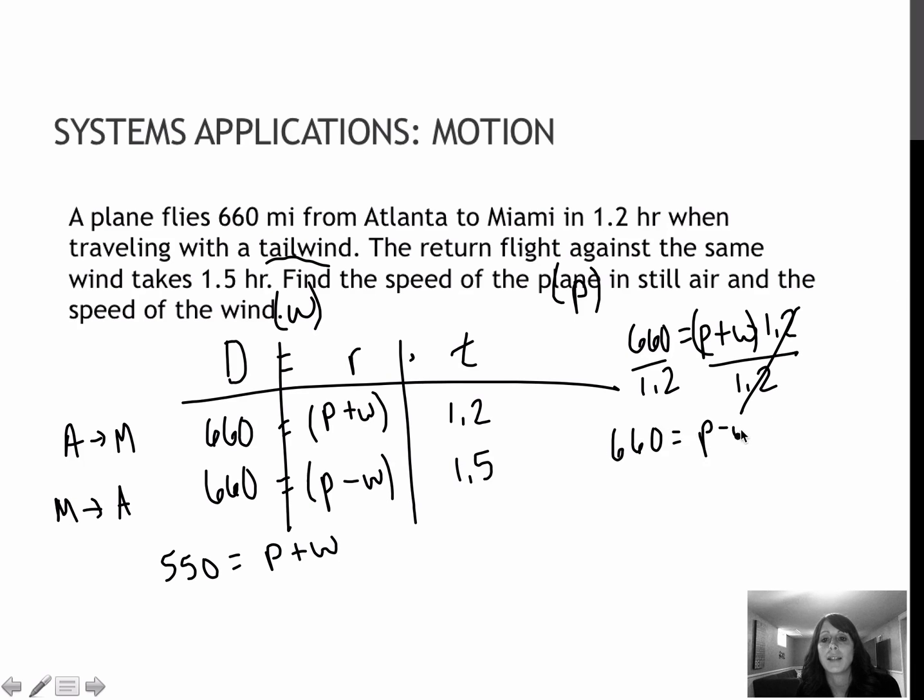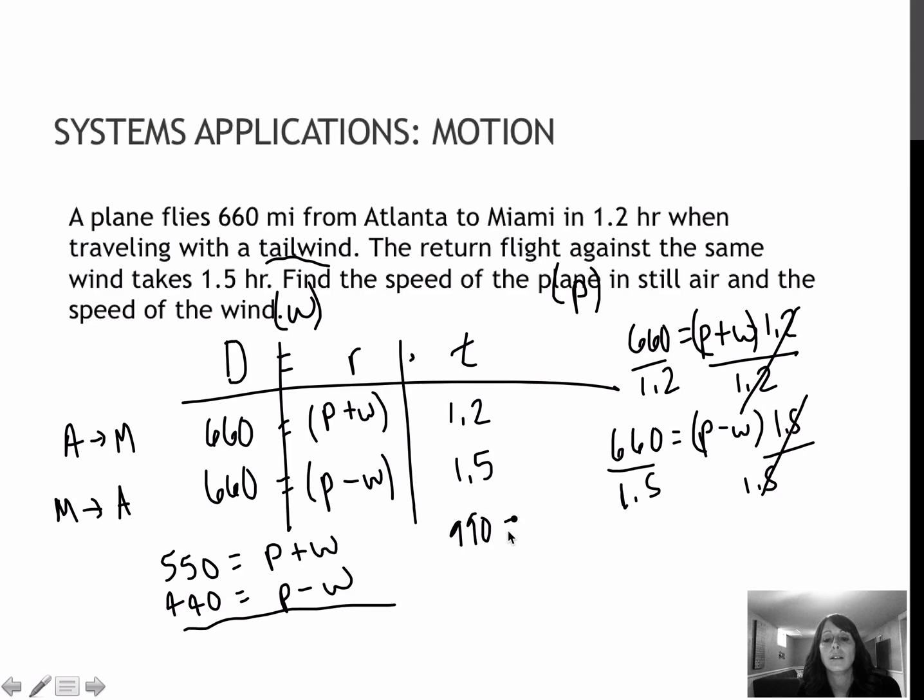Using that same process, if I divide by 1.5 on my second equation, I get 440 equals P minus W. And the reason that works so well is now I've got two equations that are in the same form, and I can add them together, and that will give me 990 equals 2P, because P plus P is 2P, and my W's cancel out because I'm solving by elimination. So when I divide by 2, I get 495 equals P. P represented the speed of the plane, so the plane is going 495 miles per hour.